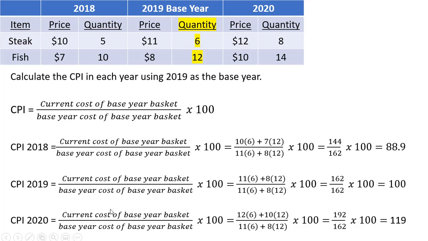And finally, in 2020, the current cost of this fixed basket is going to be 12 times 6 plus 10 times 12. That's what we have in the numerator. And the denominator doesn't change. The base year cost is the base year cost, so 11 times 6 plus 8 times 12. So we're going to get 192 divided by 162. Multiplying that by 100, we get 119. So just rewriting our values here.